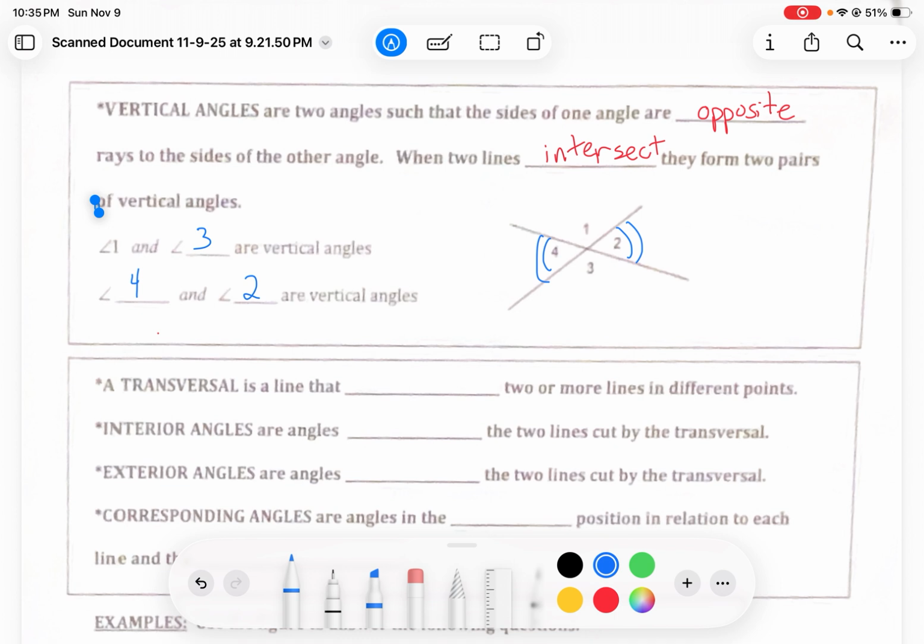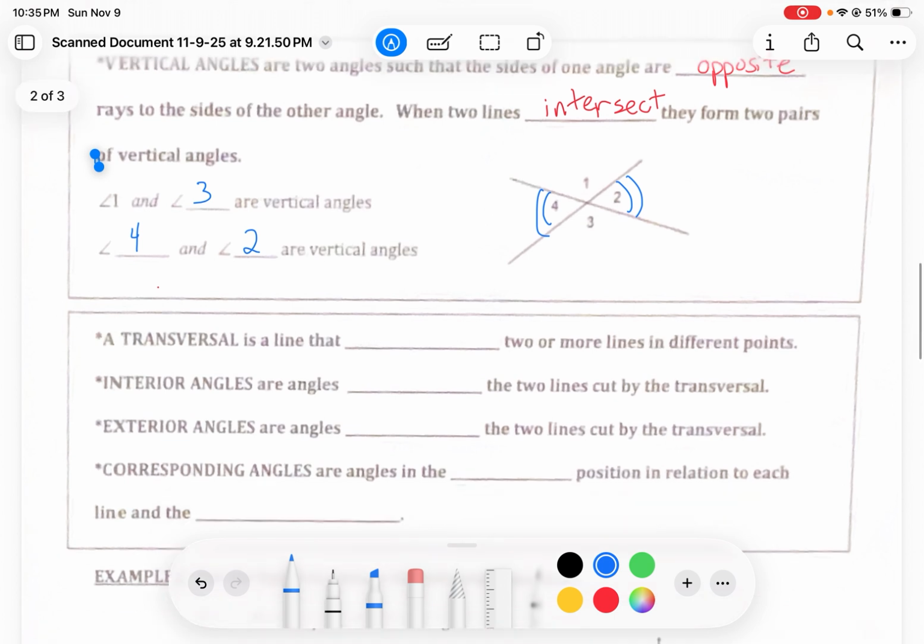They're basically when two lines cross, they're across from each other. So you see how 4 and 2, one's on the left, one's on the right. Those are vertical angles.